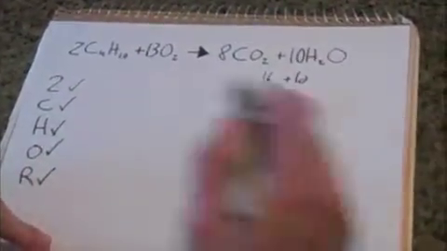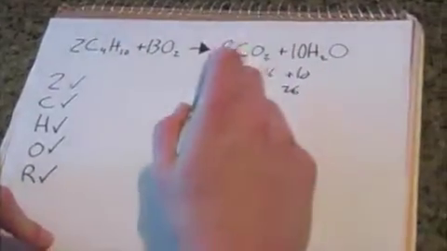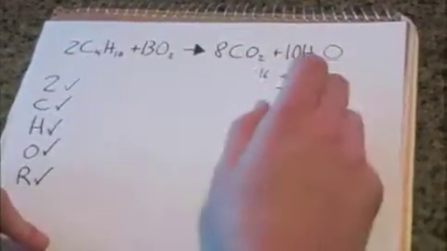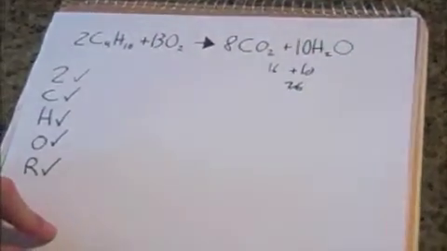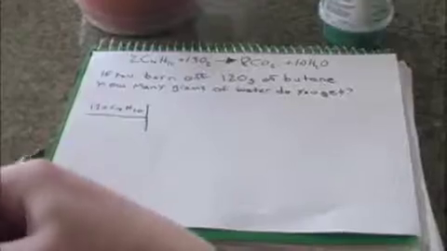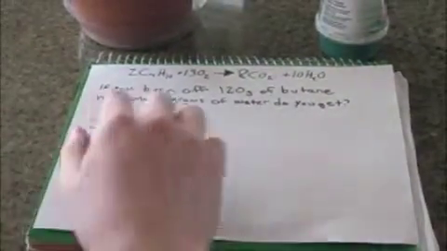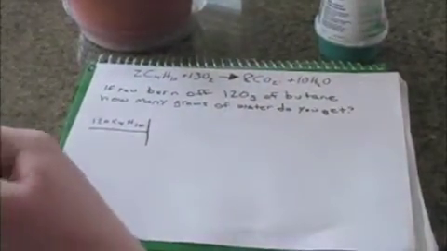And one more quick check through. 8 carbons, 20 hydrogens, 20 hydrogens, 26 oxygens, and 26 oxygens. So now the equation is balanced. Now that we have the balanced equation up here, we have to do the stoichiometry problem. And the problem is, if you burn off 120 grams of butane, how many grams of water do you get?